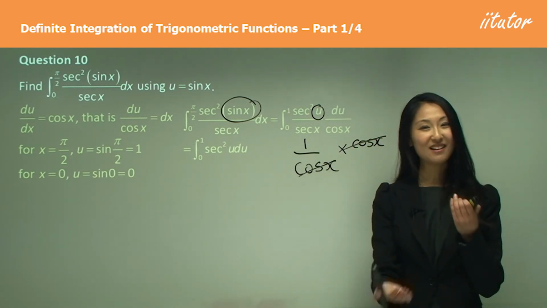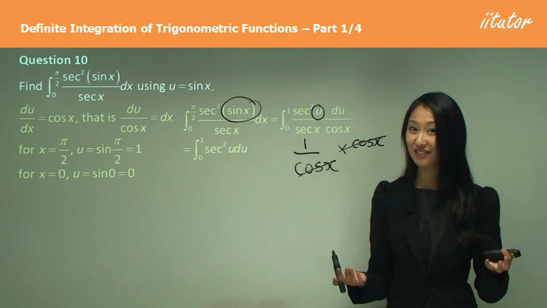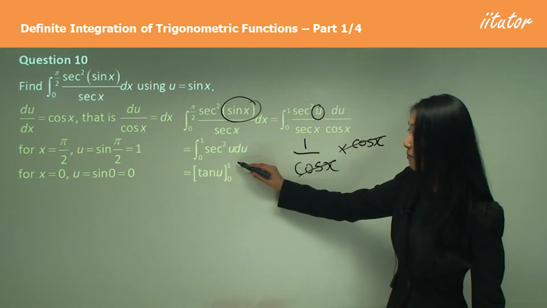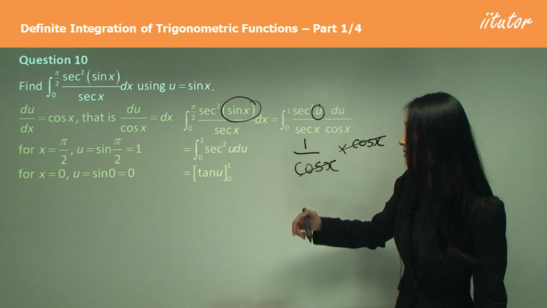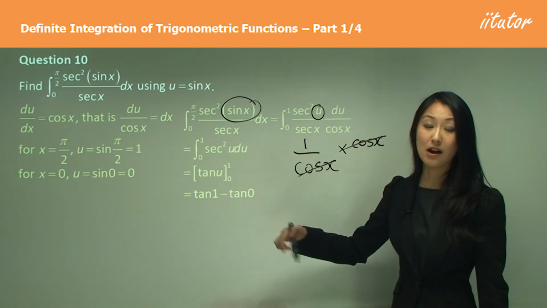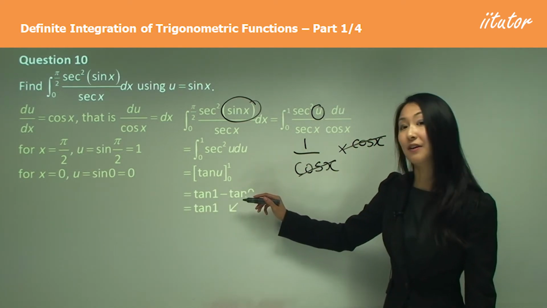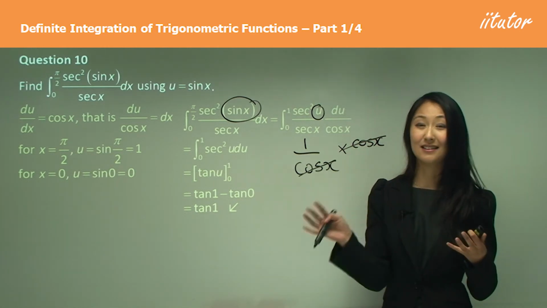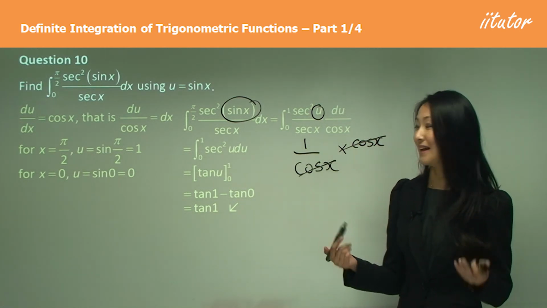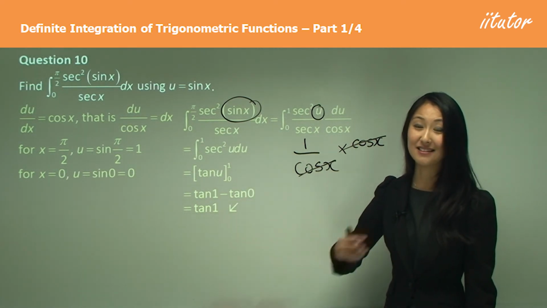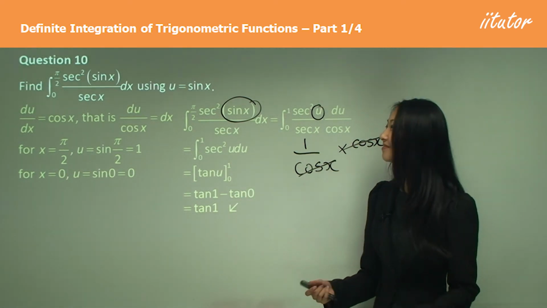So do you guys remember what integration of sec squared gives you? Excellent, tan. So just from 1 to 0 here, put that in. So tan 1 minus tan 0, we know tan 0 is just 0. So your final answer is tan 1. Now, don't put this into the calculator and get the decimal places. It's always best to answer in the most exact form that you can, and tan 1 in this case is the most exact form. All right?